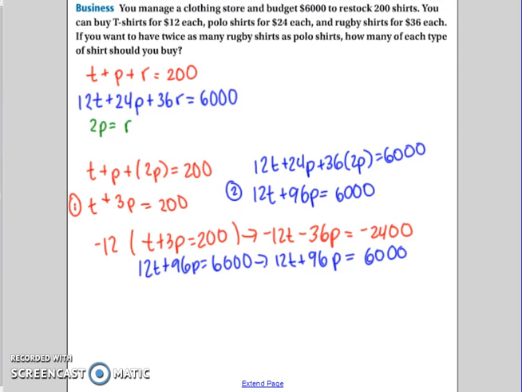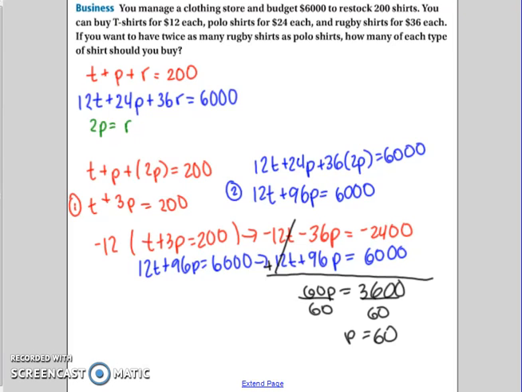And now I can add these together because my T's are opposite signs. So these are going to cancel out. I have negative 36P plus 96P, so that's going to give me 60P. And then negative 2,400 plus 6,000 is going to give me 3,600. So now if I divide by 60, I get that P equals 60. So there's 60 polo shirts.